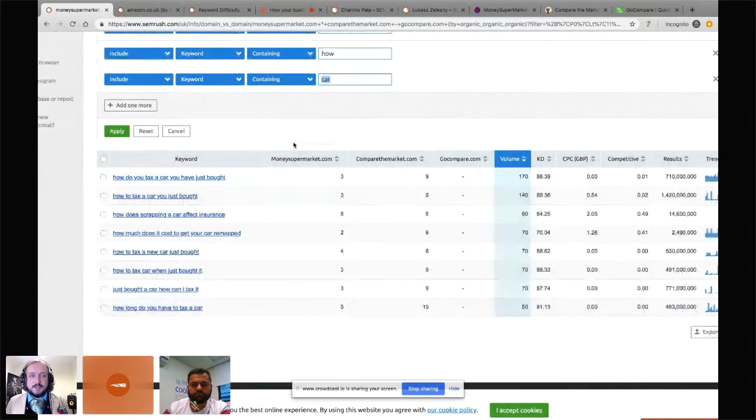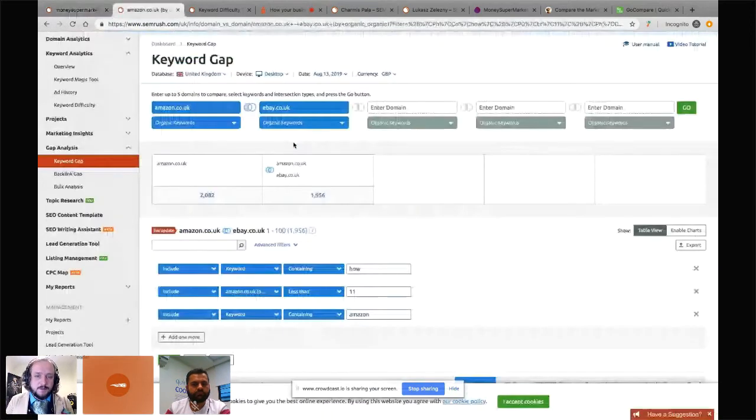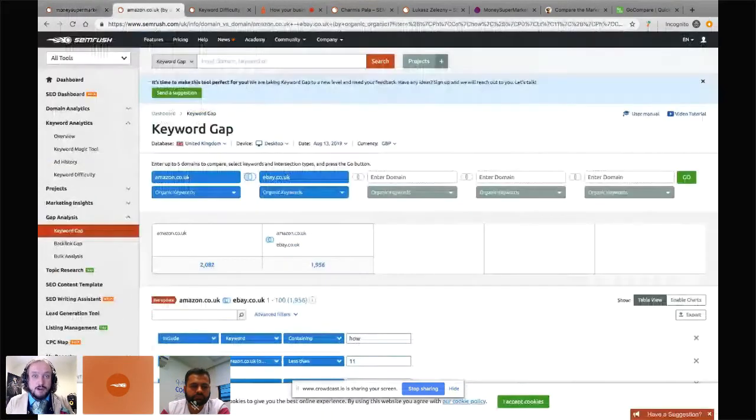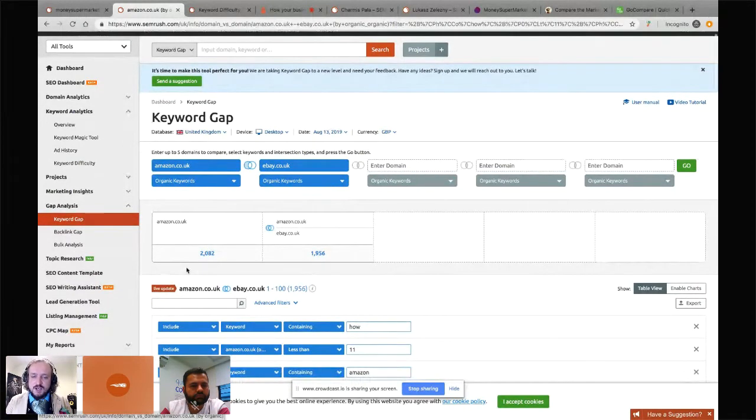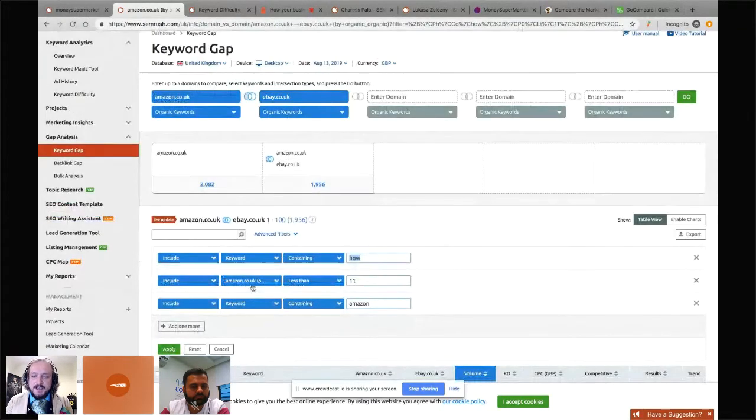And that's one example. And very quickly, the second example. So obviously, two rivals, two mammoth websites, huge websites, Amazon and eBay. And what I have here, I did the same way: Amazon.co.uk versus eBay.co.uk in the UK market. And I want to see these keywords which contain how, which have Amazon ranking on position 11, and eBay is not ranking at all.